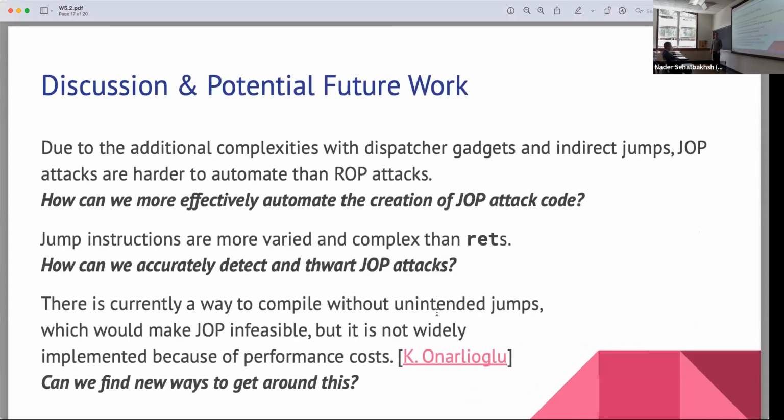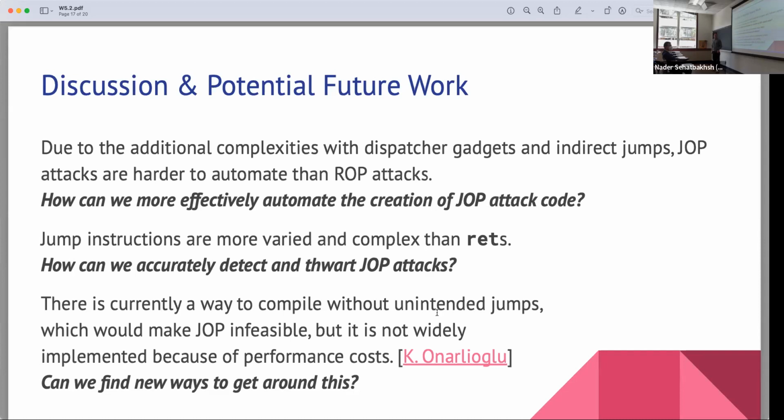All right, and as for discussion and potential future work, we looked at this paper and were thinking about jump-oriented programming and how it works. Because you have to find a dispatcher gadget and then find a way to consistently and predictably offset your values before you can jump around the program, it's a lot harder to automate a jump-oriented programming attack than a return-oriented programming attack, in which you just push a bunch of addresses onto the stack. So an important question is how can we more effectively automate the creation of jump-oriented programming attack code? And by automating it, we can figure out a solution to stop it.